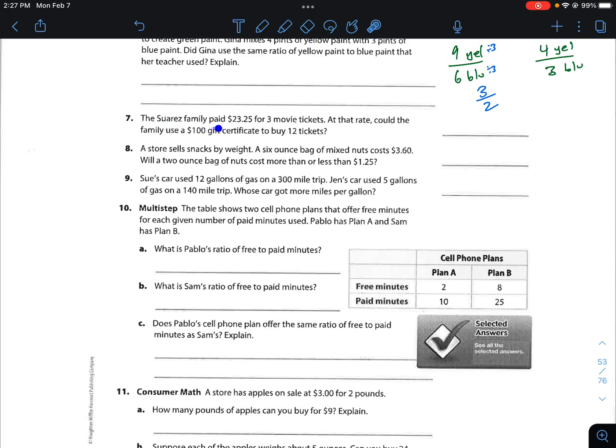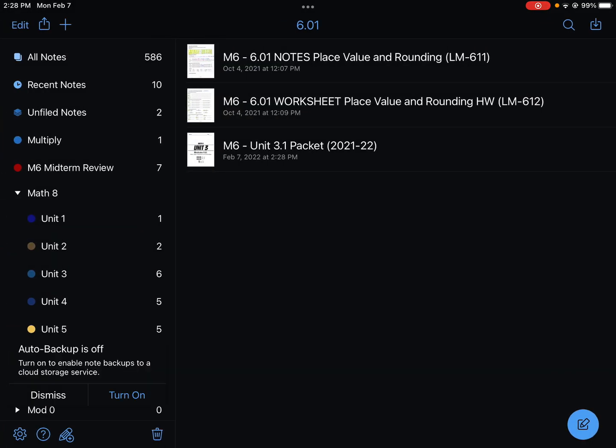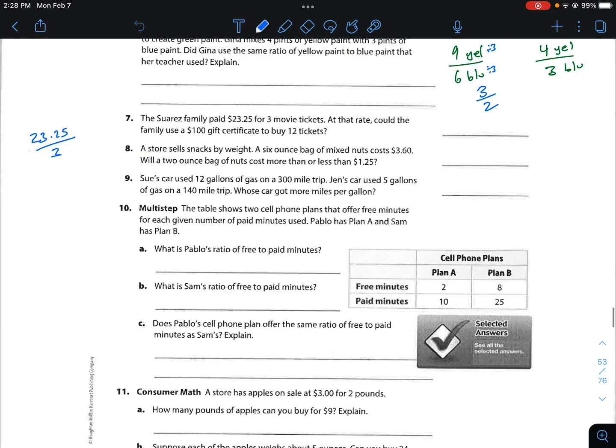Number 7, the Suarez family paid $23.25 for 3 movie tickets. At that rate, could the family use a $100 gift certificate to buy 12 tickets? You can use so many different strategies for this. You can use a table, you can use a double number line. You may want to start by saying $23.25 for 3 movie tickets. So that money for 3 tickets.